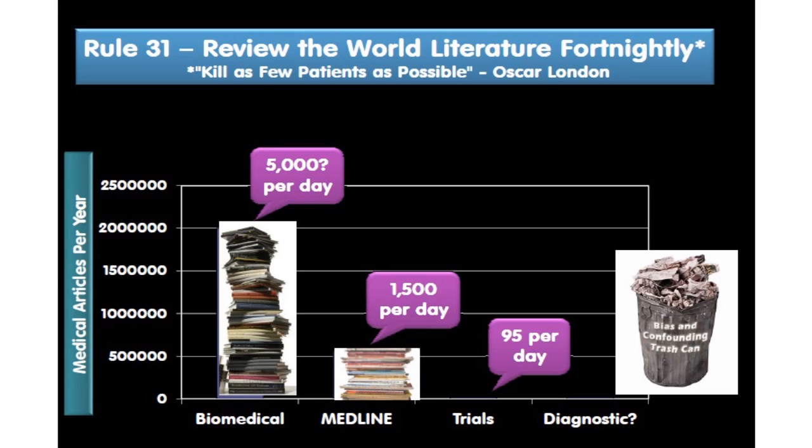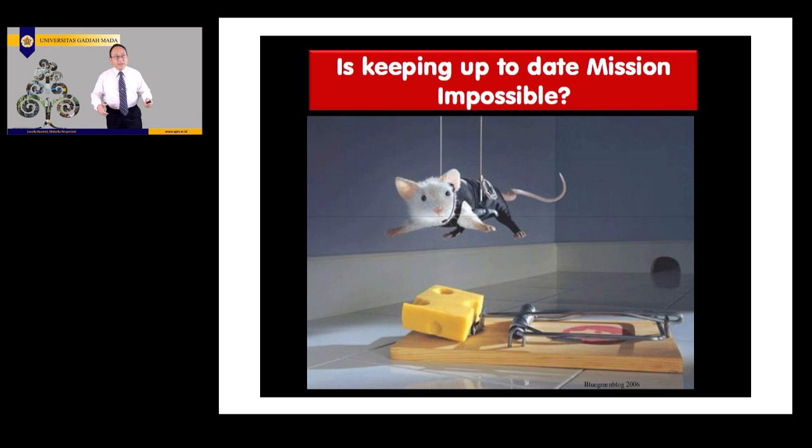Now, what's the problem? Some of the publications can be detected as having bias and confounding, and we have to be careful to interpret the result of every study to make sure that no bias and confounding are detected. So, is keeping up to date mission impossible?